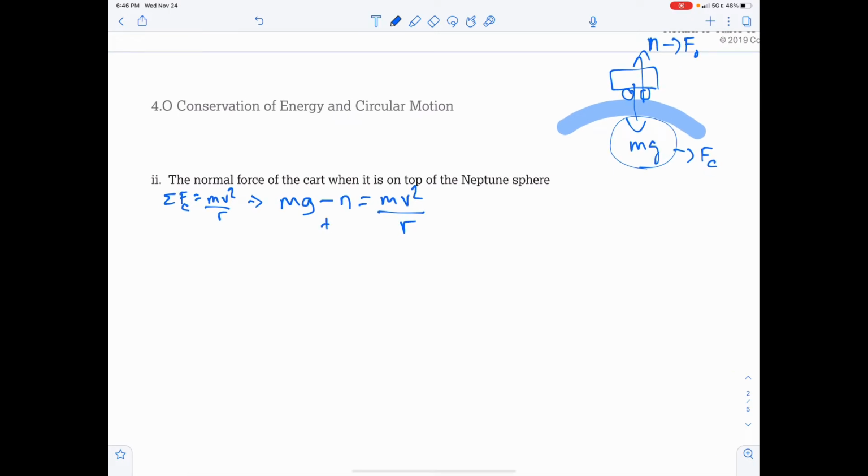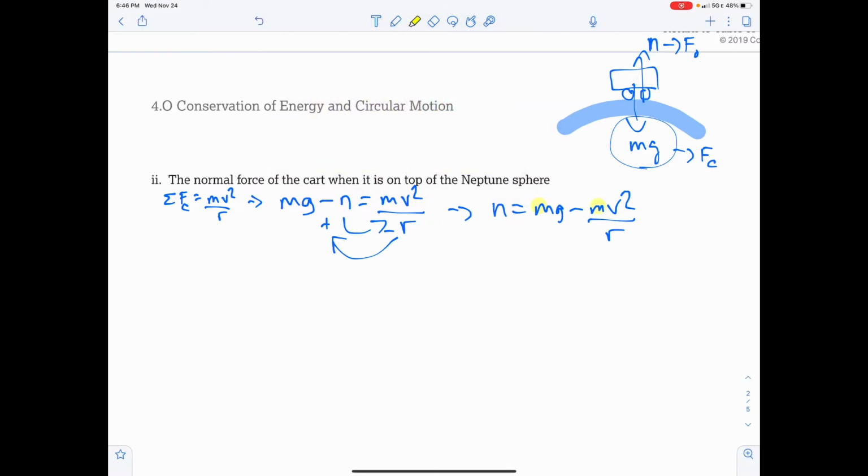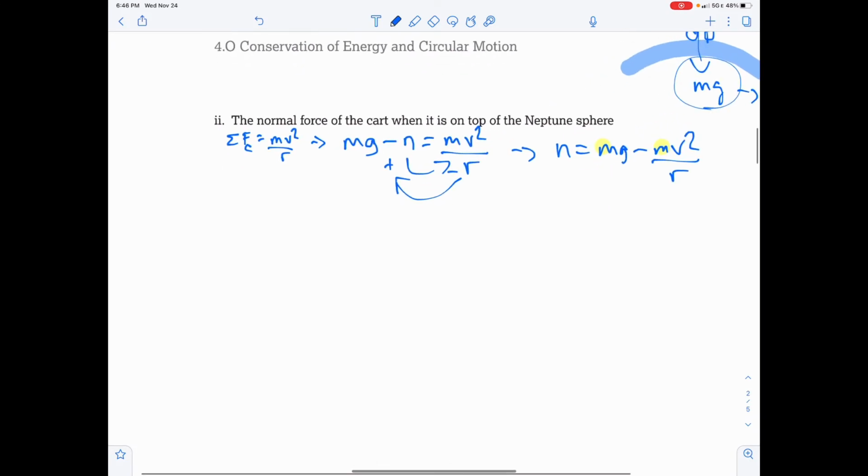I'm going to add normal force and subtract mv squared over r, and so normal force is equal to mg minus mv squared over r. Let's see, there's a common mass to both here, so let's go ahead and factor out a common mass. And we have mass times g minus v squared over r.